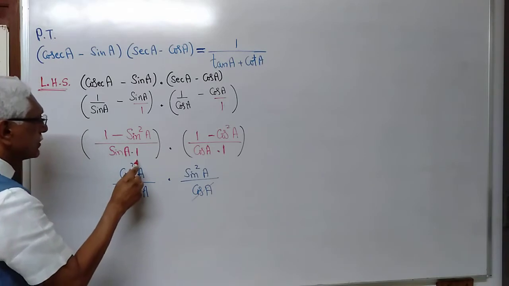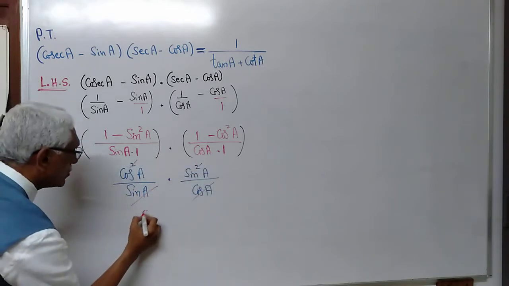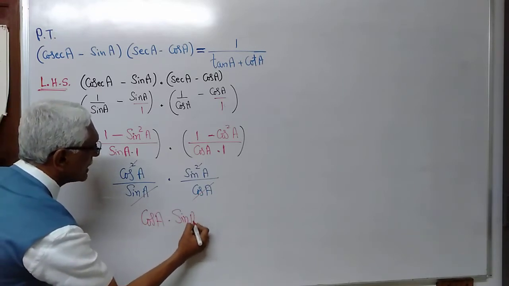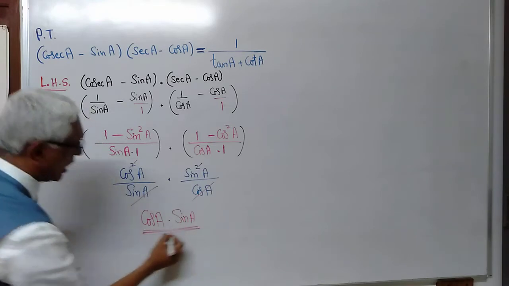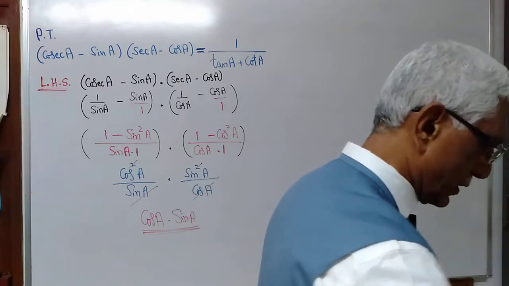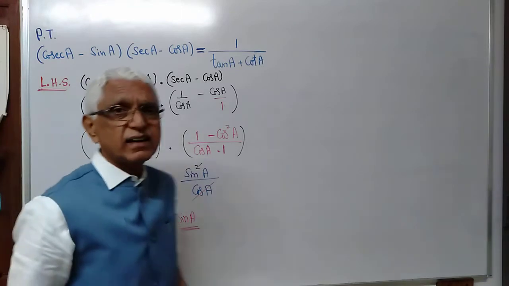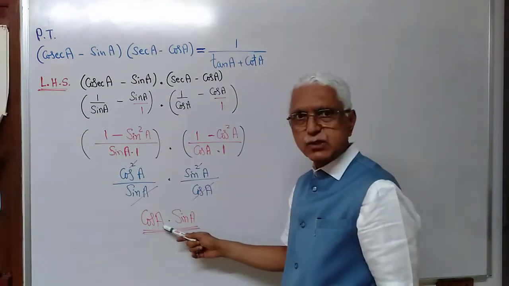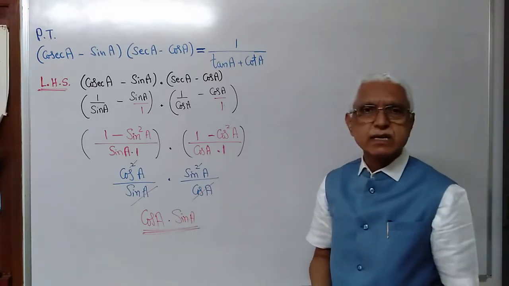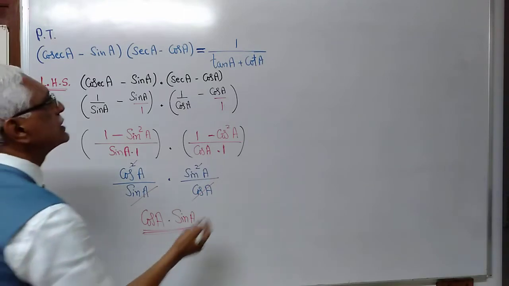Cos A cancels with 1 cos A. Sin A cancels with 1 sin A. You are left with cos A into sin A. Correct now? That's good. But then this is not the result that you wanted. You wanted 1 over tan A plus cot A, but you have got cos A sin A.